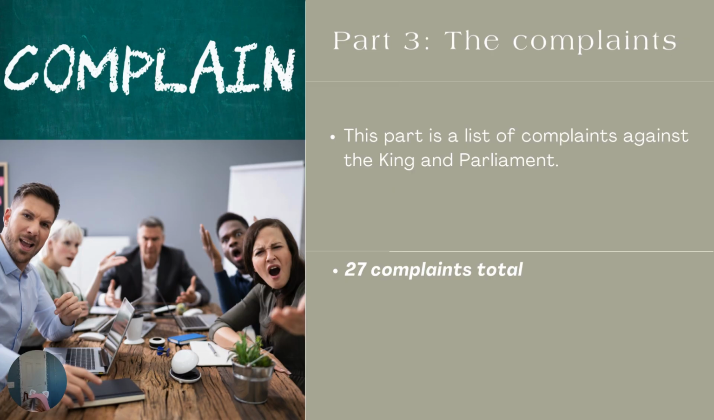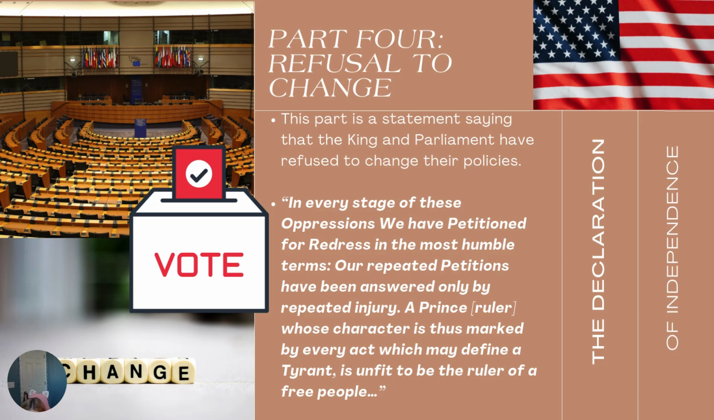Part 3 is where they complain. Basically, part 3 is just a list of complaints that they launch against the king in parliament. And they list 27 total complaints, which is crazy. Wild. They had a lot to say.